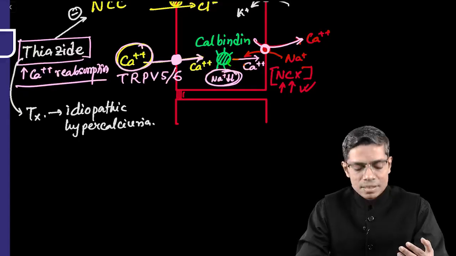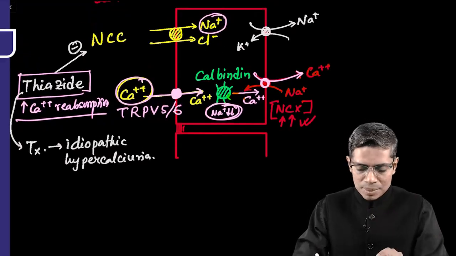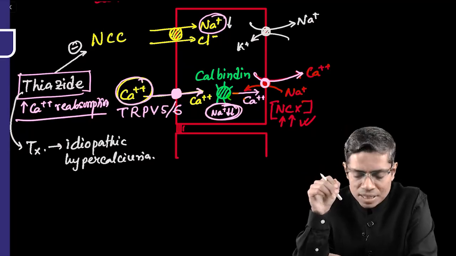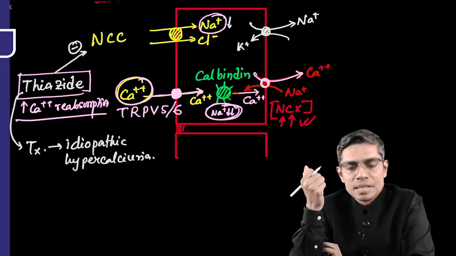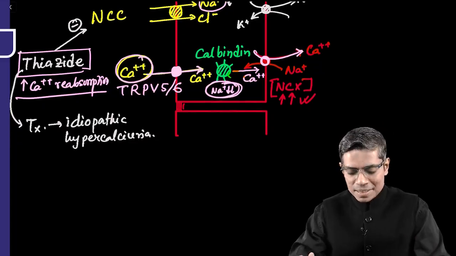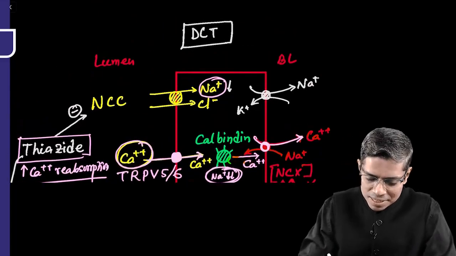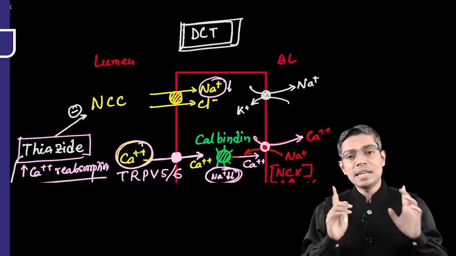So that way, this thiazide diuretic is preventing sodium reabsorption, but whenever you prevent sodium reabsorption, sodium concentration will be low in the cell, and that will lead to reabsorption of more calcium from the lumen. This is the mechanism which you have to remember. Not only that, I told you that DCT is the segment where calcium reabsorption is active, only active.